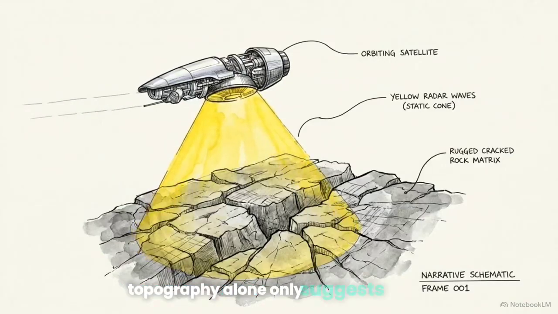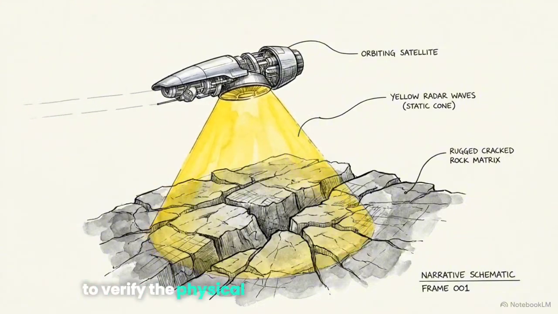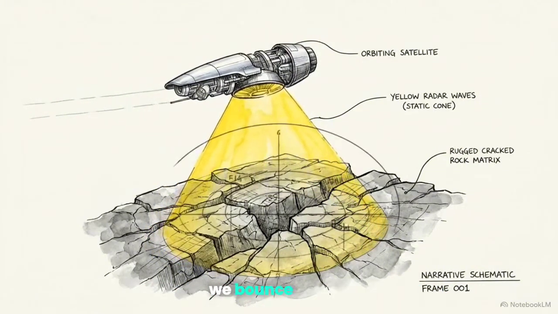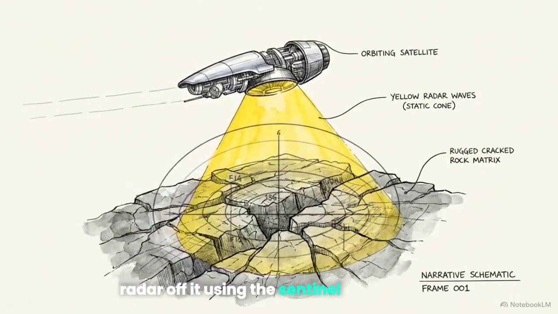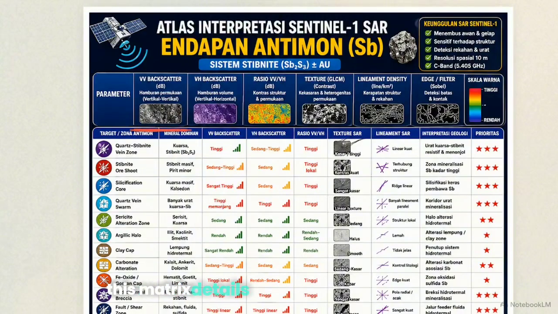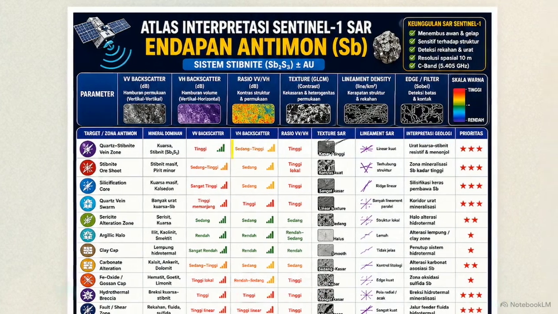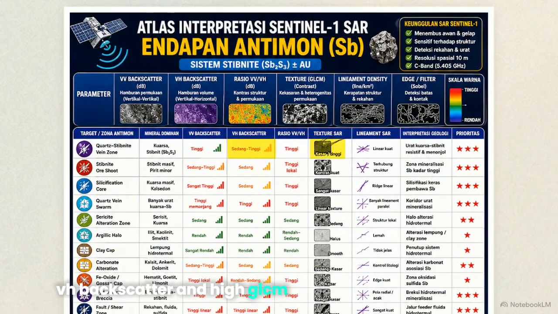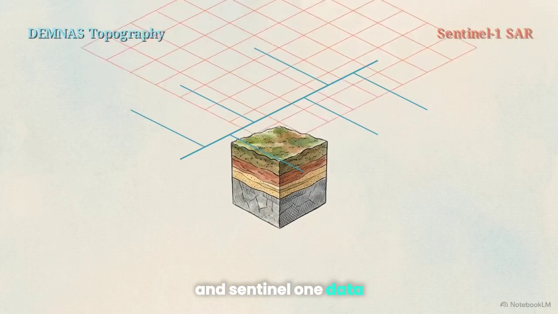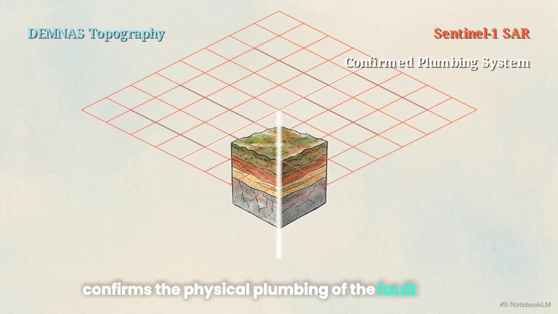Topography alone only suggests a fault. To verify the physical roughness of the surface rock, we bounce C-band radar off it using the Sentinel-1 satellite. This matrix details the exact radar responses. The VV backscatter column measures vertical returns. High VV values isolate hard quartz outcrops punching through soil. Simultaneously, elevated VH backscatter and high GLCM texture flag chaotic returns, proving the host rock is heavily fractured. Intersecting DEMNAS and Sentinel-1 data mathematically confirms the physical plumbing of the fault system.